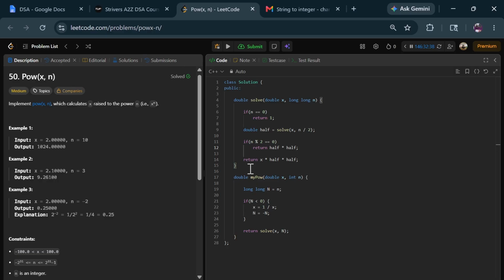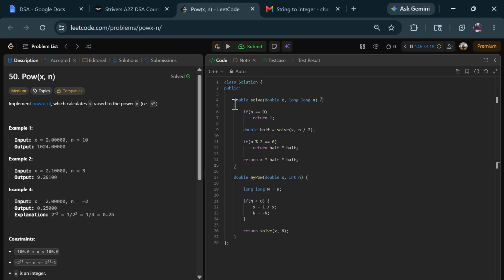First of all, I will explain the code, and after that I will explain the recursion tree so that you can understand very clearly. Over here, I am taking capital N as n, the given exponential power. I am checking whether that exponential power is a negative value or not. If it is negative, I'm just inverting it. If not, I'm calling the function called solve, and after that the whole masala is going on here.